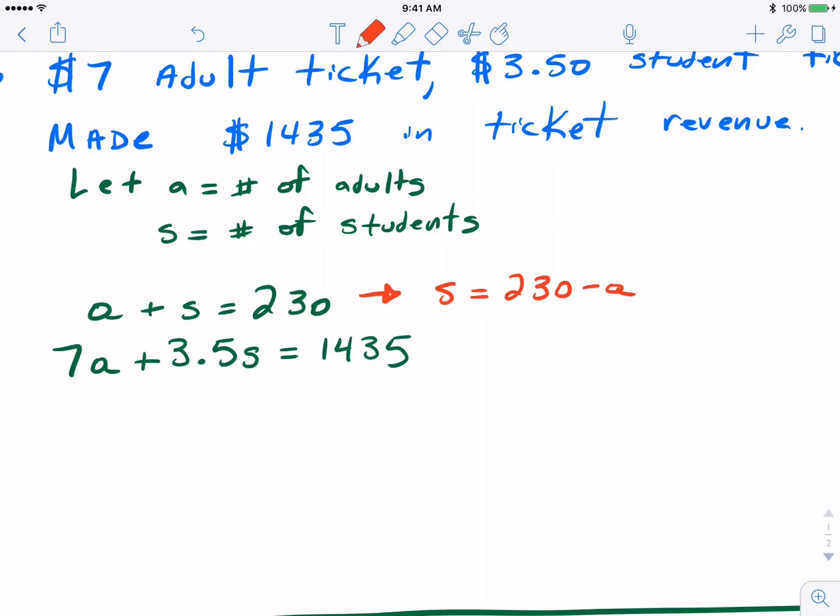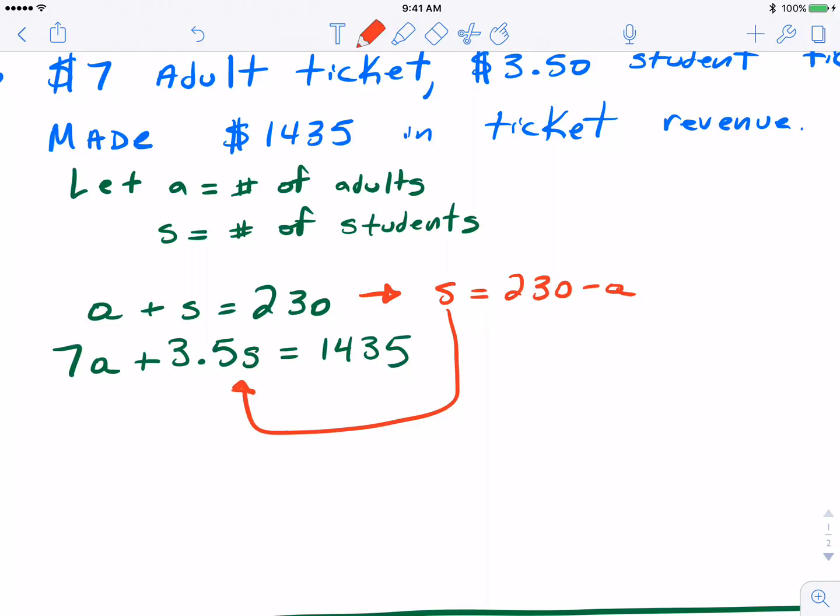So now, if I have a statement that says S equals some value, in this case 230 minus A, in that bottom equation, wherever I see an S, I can now replace it. This is why it's called the substitution method. In other words, if I know the value of S in terms of other variables and numbers, I can replace that S with those values and numbers. And what's the point of this? We'll see in a second.